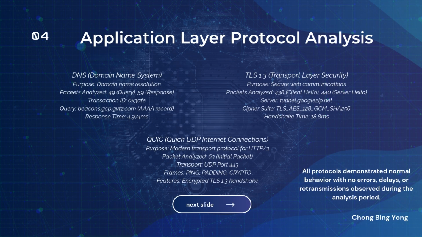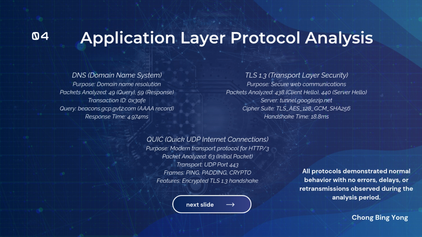Now, let's examine our analysis of three critical application layer protocols from our live traffic capture. Starting with DNS. We captured a query for beacons.gcp.jvt2.com in packets 49 and 59. The matching transaction ID 0x3AFE confirmed this request-response pair completed in 5 milliseconds. Notably, the server returned 0 answer records, demonstrating that DNS provides proper responses even when requested records don't exist. This is normal and healthy DNS behavior.